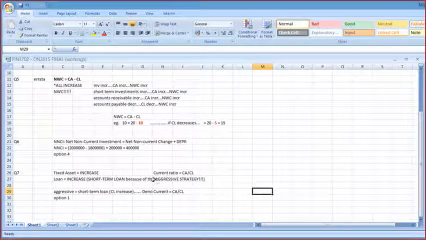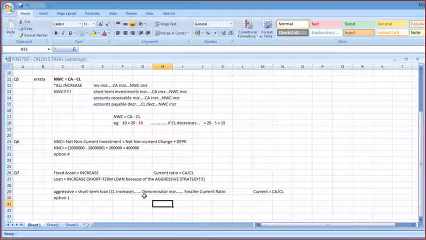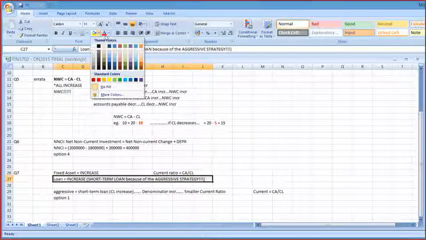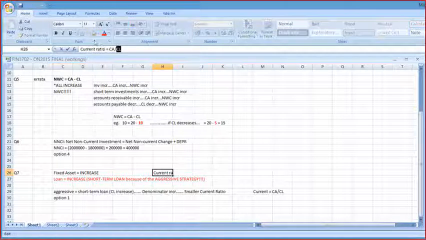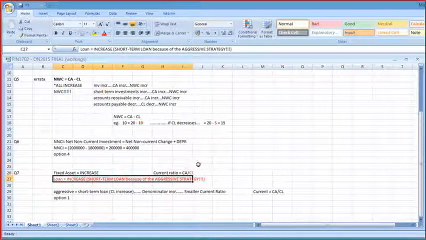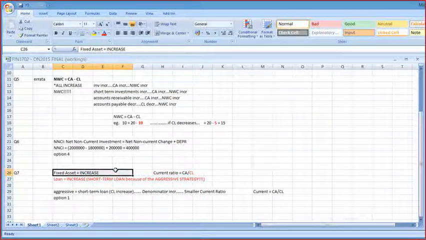If the denominator is affected, does the answer get bigger or smaller? The answer gets smaller. Remember, bigger denominator, smaller answer, because this loan is going to affect that. The loan will affect the current liability. Notice your current assets aren't affected because you're purchasing a fixed asset. So we just needed to interpret that, and if I have a bigger denominator, I'll have a smaller answer. So option 1 is correct, because option 1 talked about a smaller current ratio.